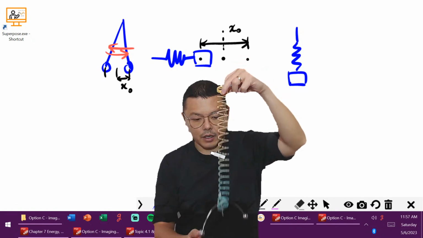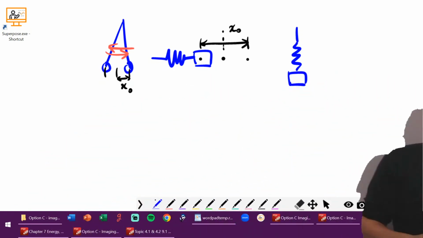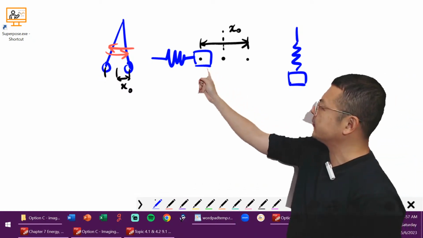Understand what I mean? Okay. So this is oscillation here like this. So vertical spring mass system. Okay. But the thing that might confuse you is this one here, right?